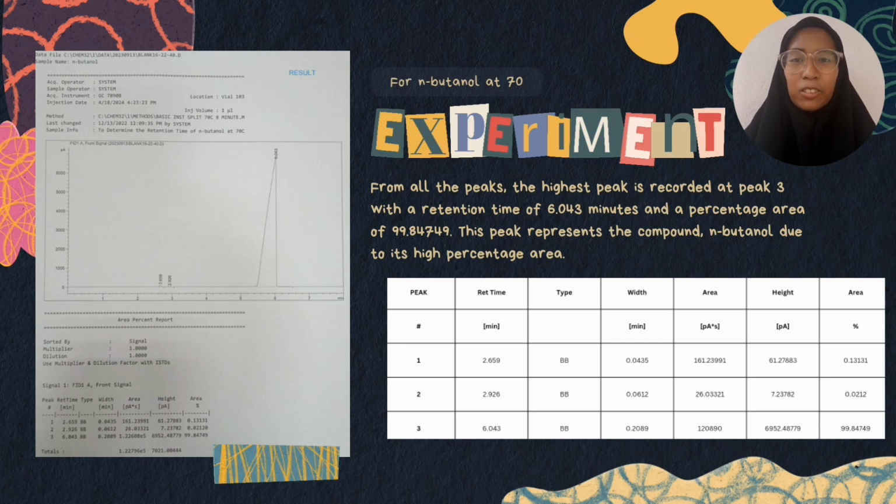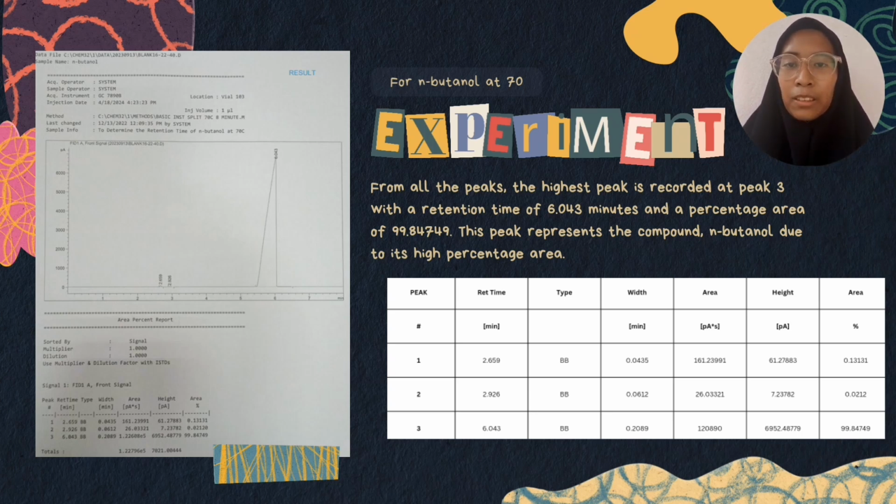This is the result for butanol. The sample that we tested is N-butanol, heated at 70 degrees Celsius using the gas chromatography. Three peaks are observed from this experiment. Among all three peaks, the highest peak was recorded at peak 3 with a retention time of 6.043 minutes and an area percentage of 99.84%. You can check the retention time and the area percentage in the table below. This peak matches the examined compound, which confirms it to be N-butanol.